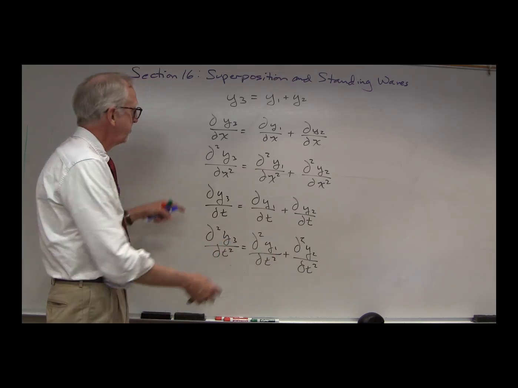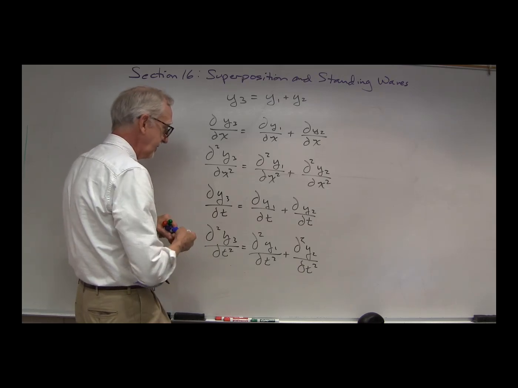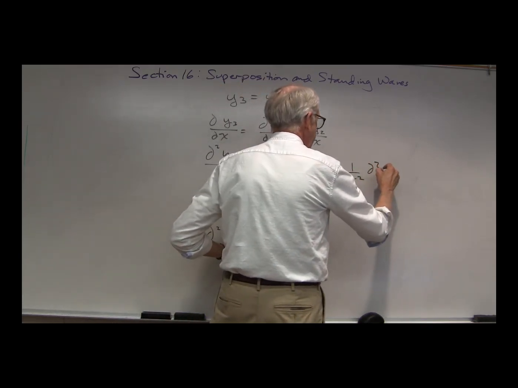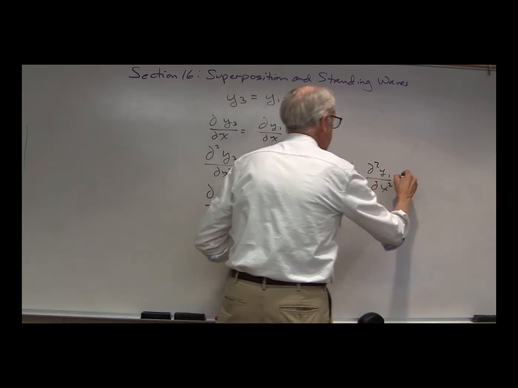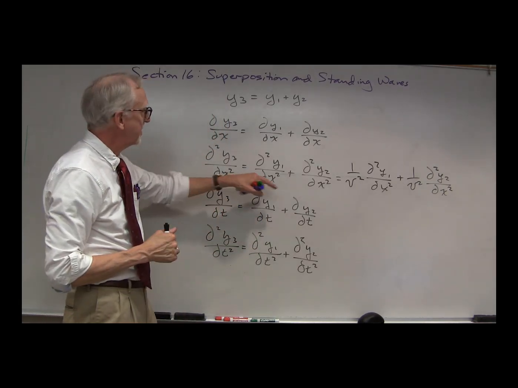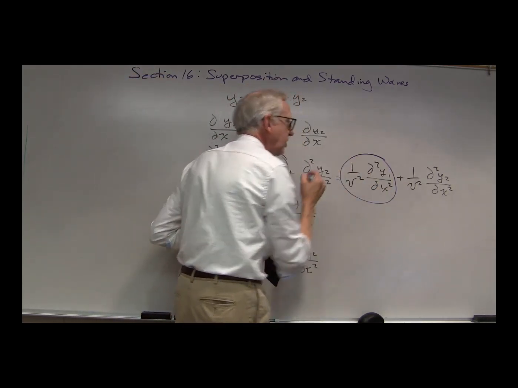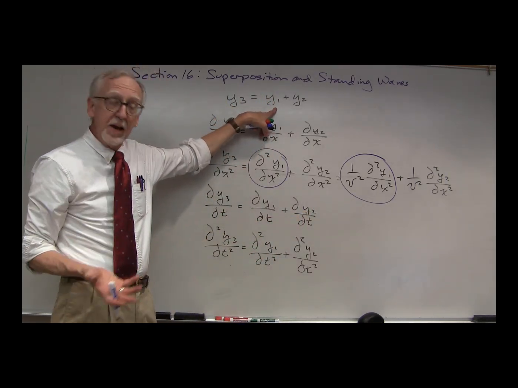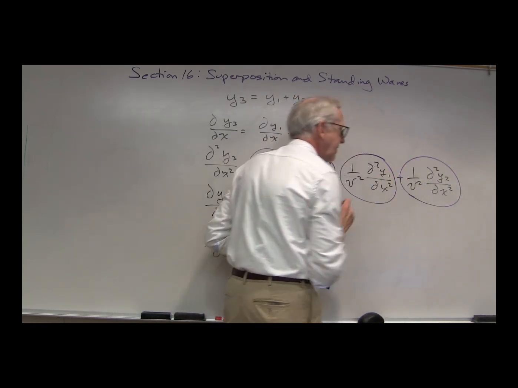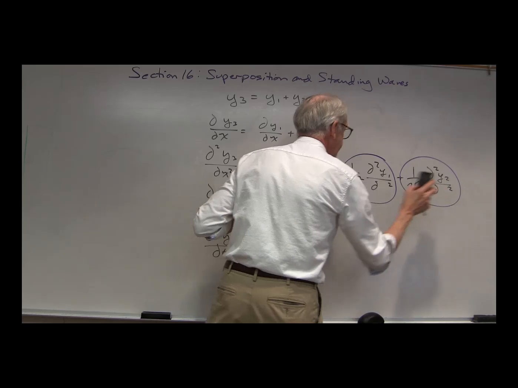And what we want to know is, does the second derivative of y3 with respect to x squared equal 1 over v squared times this? In other words, does this equal 1 over v squared times d squared y1 dt squared plus 1 over v squared d squared y2 dt squared? Well, we know that this term equals this term. How do we know that? Because we assumed that y1 was already a solution to the wave equation. And we know that d squared y2 dx squared is equal to 1 over v squared d squared y2 dt squared. Whoops, sorry, these are all t derivatives, right? Sorry, t squared.